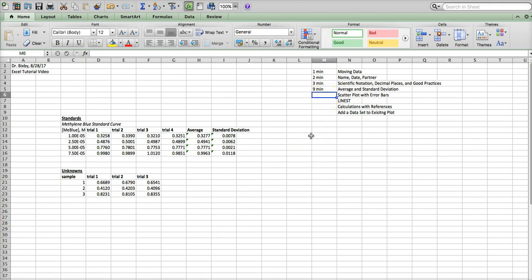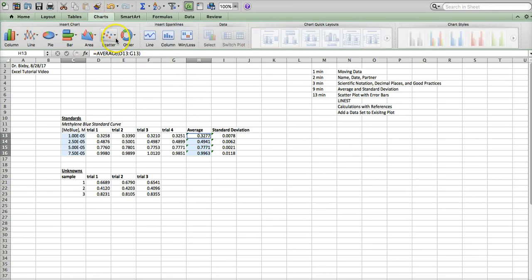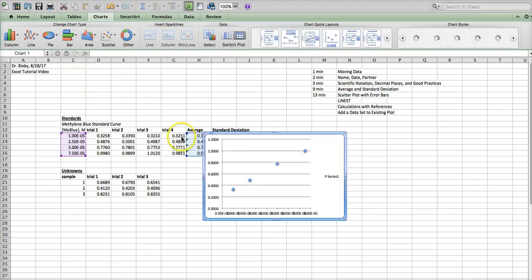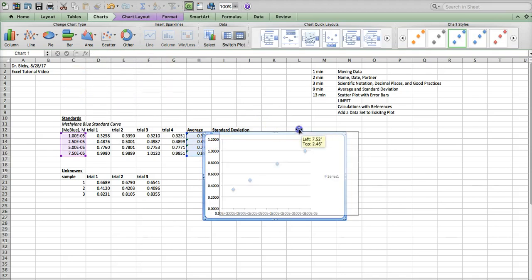Let's make a scatter plot of our data. So I want to plot the concentration of my solutions versus my average. So I'm going to hit Command, I'm on a Mac, so I'm hitting Command to select those 2 columns of data, and then I'm going to go to Charts up here in the menu bar, and I'm going to select a scatter chart, and I'm going to do a marked scatter chart. And there, it's given me a marked scatter chart.